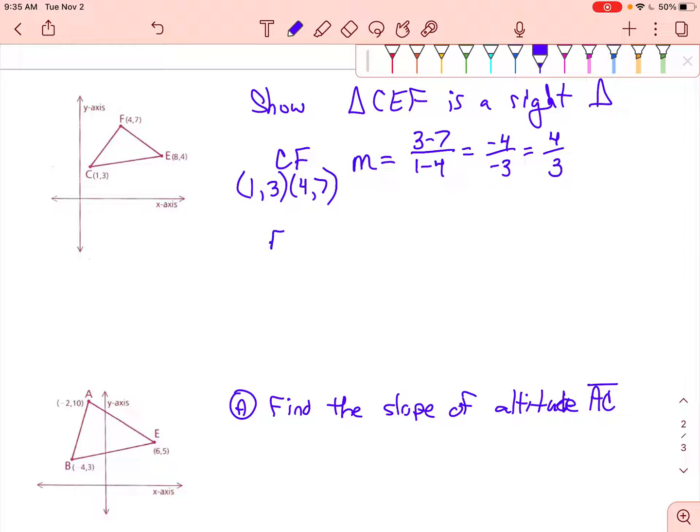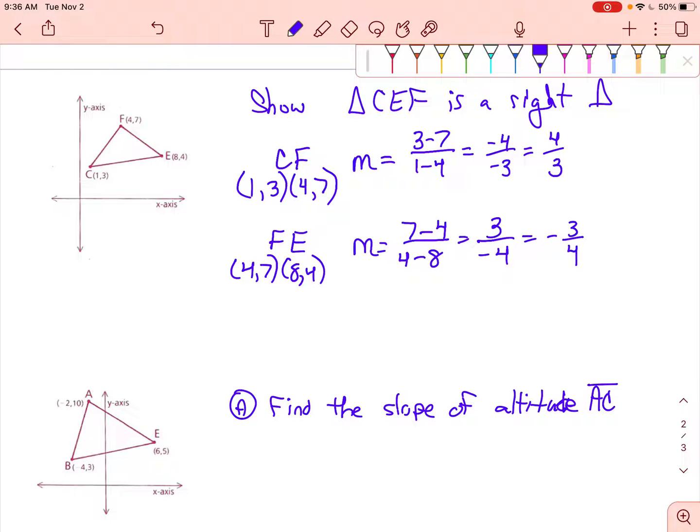I'm also going to find the slope of all the other sides. So FE, again, F is (4,7), E is (8,4). So let's go ahead and find the slope. Y minus y over x minus x. So I'm getting 3 over negative 4, again, that's just negative 3/4.